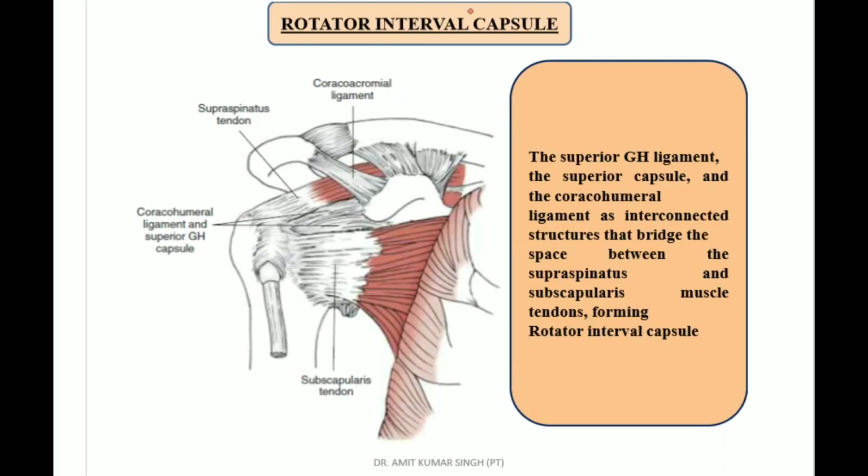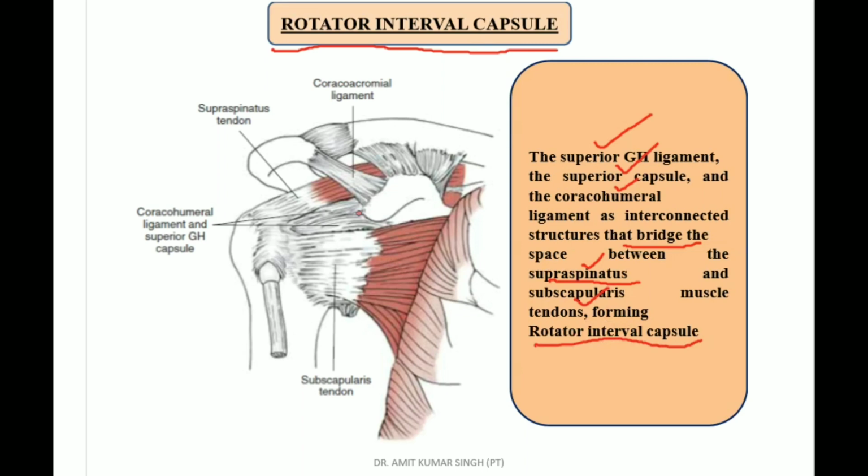Now coming to one of the important structures of the shoulder complex, the rotator interval capsule. This rotator interval capsule is formed by the superior glenohumeral ligament, superior capsule, and coracohumeral ligament, and they are all interconnected structures which bridge the space between two muscles, the supraspinatus and subscapularis, forming the rotator interval capsule.